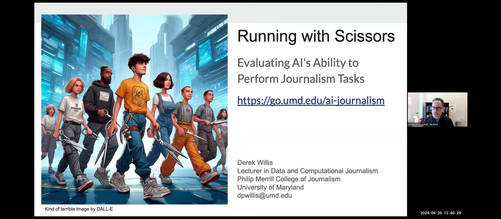I have a journalism class that I'm teaching this semester in which we give students the opportunity to experiment with AI, to apply generative AI to journalism tasks, and then to see how that goes. I've kind of called this running with scissors because this is not only a first time class, but it's the first time trying to teach these kinds of things. And so there's a lot of experimentation and a lot of unknowns here.